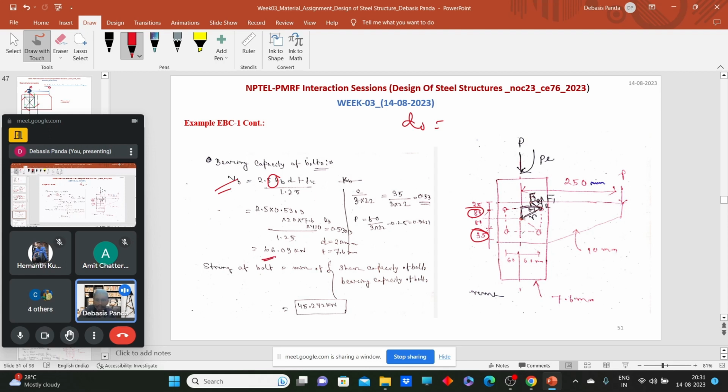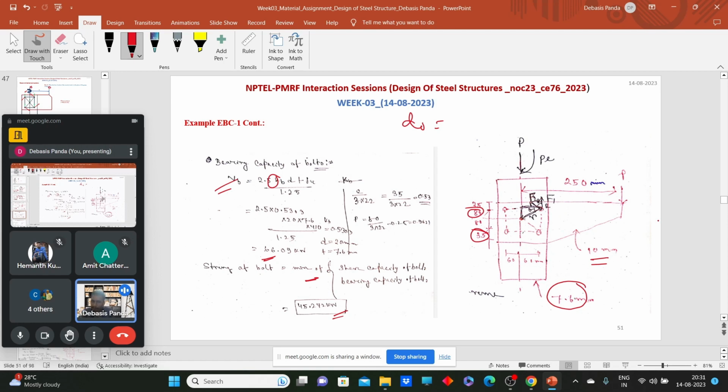So the bearing stress, and what will be the t? Here two plates are there. One thickness is 7.6, one thickness is 10. So if two plates are there, the t will be the minimum of these two. So obviously 7.6. By this way, we can calculate the bearing capacity of the bolt. Now we can easily calculate what should be the strength of the bolt. The strength of the bolt will be the minimum of shear capacity and bearing capacity. Obviously the shear capacity of the bolt is less than the bearing capacity of the bolt. So we have 45.242 kilonewton. That means we know that these bolts have the strength of 45.242 kilonewton.